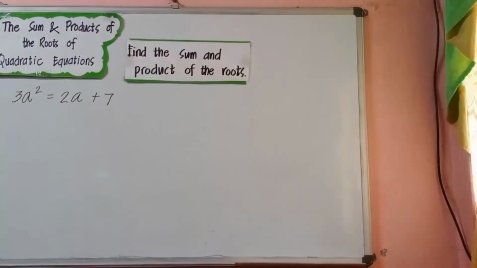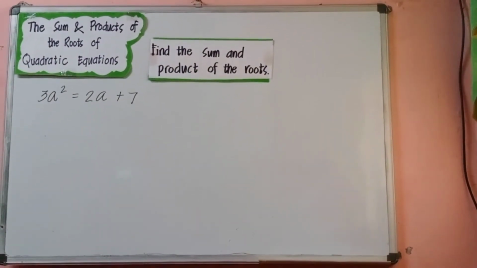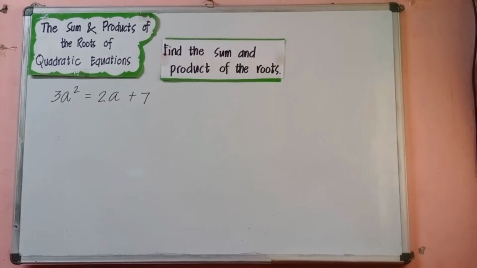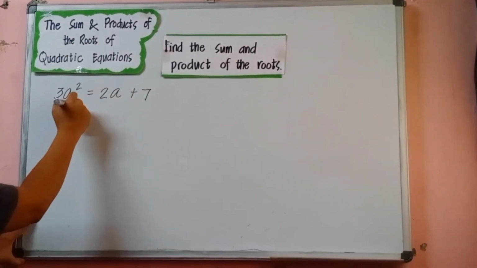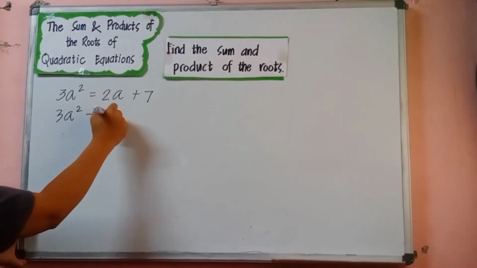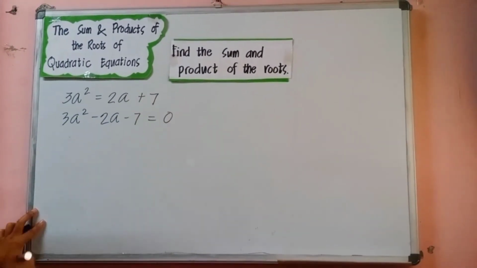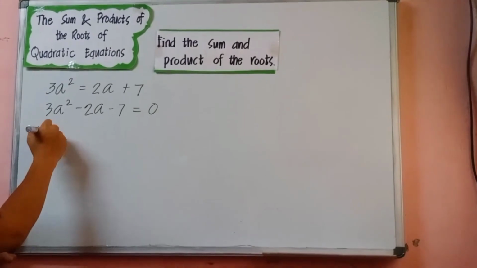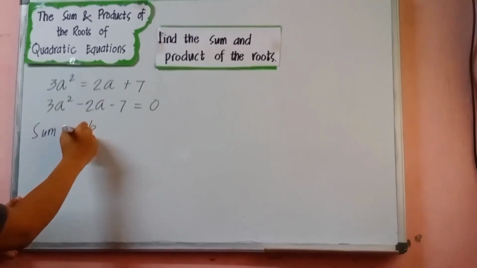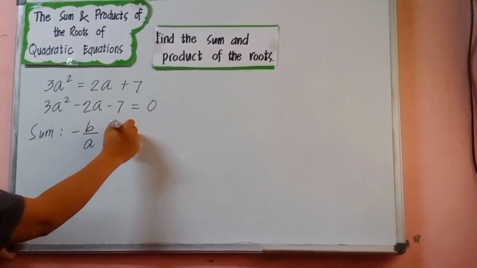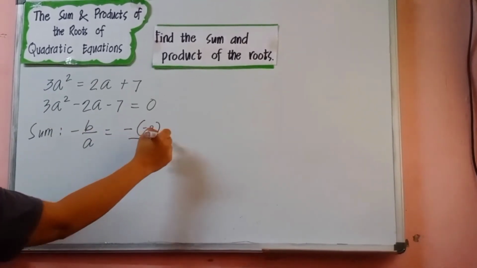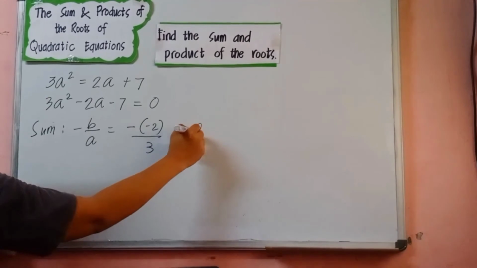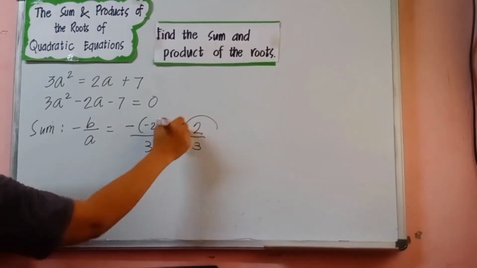Next example is 3a squared equals a plus 7. This is not in standard form, so set this first into the standard form. So this will be 3a squared minus 2a minus 7 equals 0. So we can now find the sum of the roots by simply dividing negative b by a. Now, our b value is negative 2, and our a is 3. Two negatives give us a positive, so that's 2 over 3.